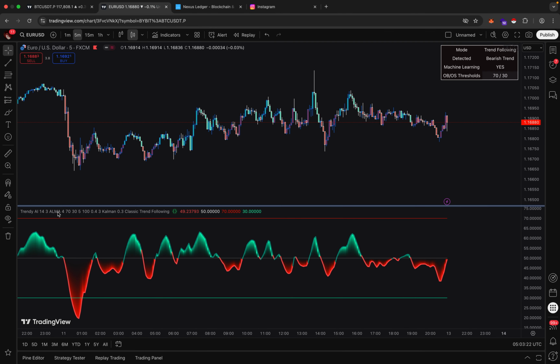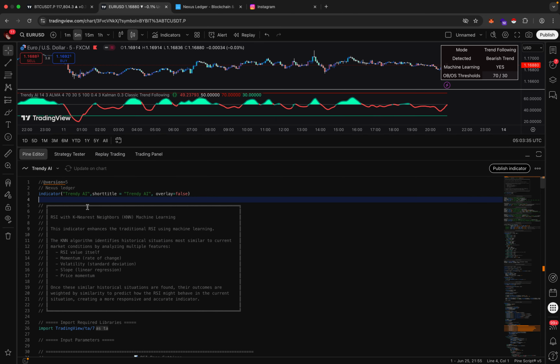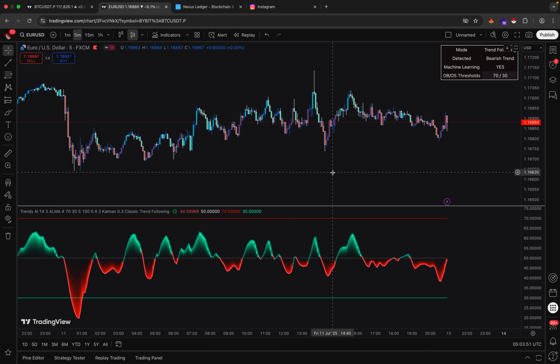This is Trendy AI, the name of the indicator, and we built it for a very dear client to me. Let me show you the code as well. This is RSI, but with K-nearest neighbors. It's like RSI on steroids with machine learning, in very simple terms. It takes the RSI, applies machine learning, which is the AI, and then gives you the buying or selling signals.